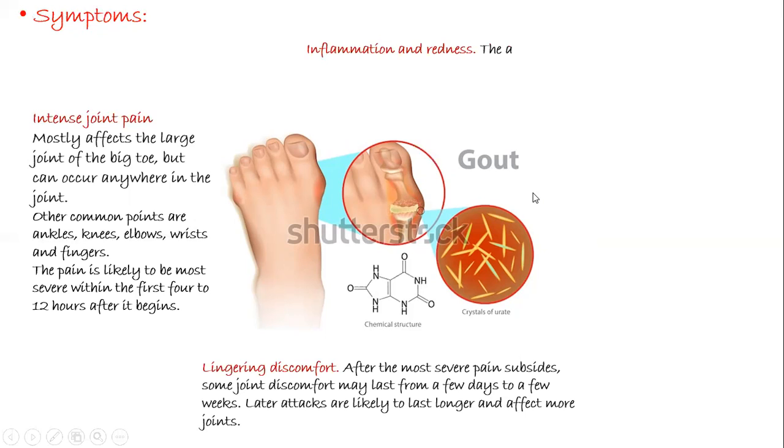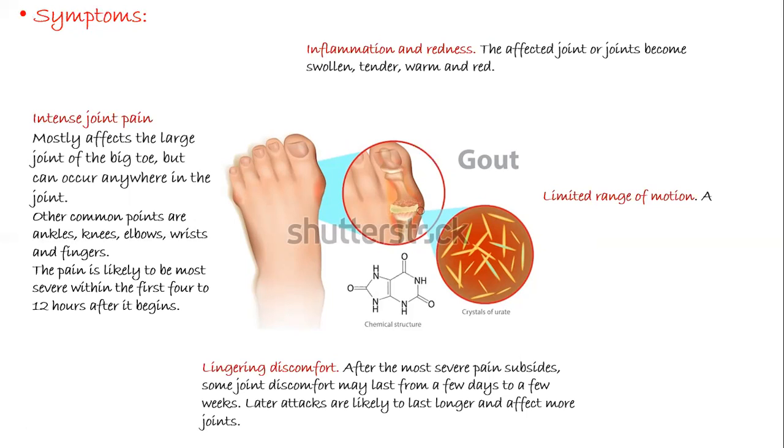There also occurs inflammation and redness. The affected joint or joints become swollen, tender, warm, and red. There is limited range of motion. As gout progresses, it becomes more and more difficult to move the joint normally. So ultimately, we can say gout can disable the movement of that particular joint.